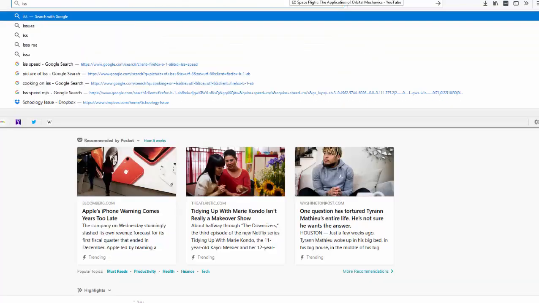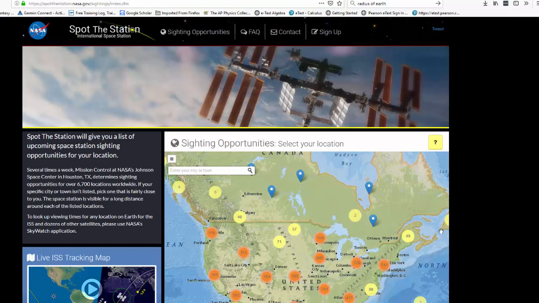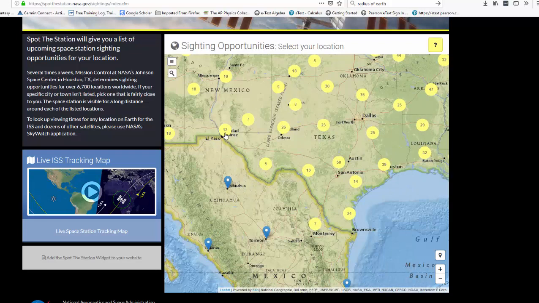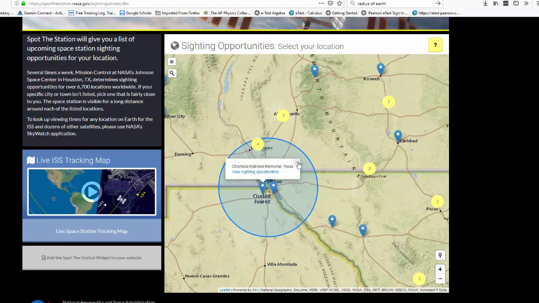Let me see. You can just Google ISS location. One of these live space station trackers. Let's see what this is. Spot the Station, nasa.gov. Sighting opportunities. I don't know how this works. Let's see, El Paso, Texas. Well, I don't know what this 12 is. Zoom in. What's this? View sighting.